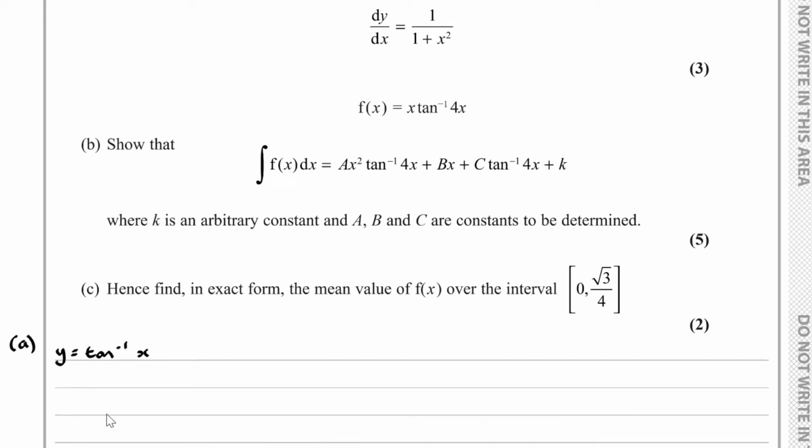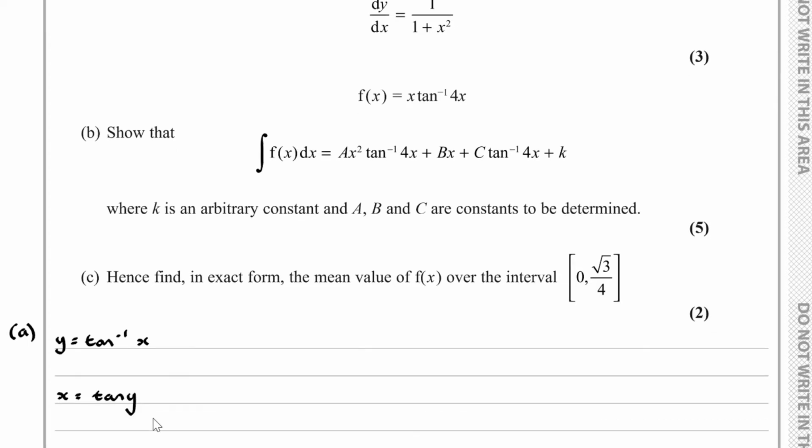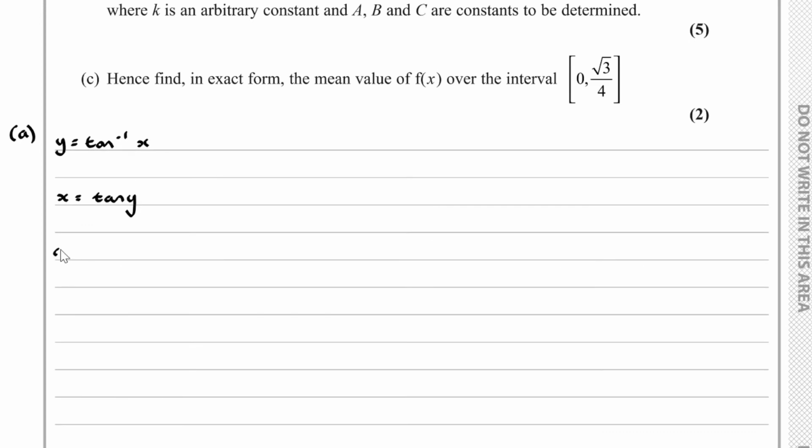of x, and if we take the tan of both sides, you can see x is equal to the tangent of y. And now if we differentiate both sides, dx over dy, that's equal to sec squared y. And that's a regular result from A-level maths. And we know that sec squared is equal to 1 plus tan squared. So we've got dx over dy equaling 1 plus tan squared y.